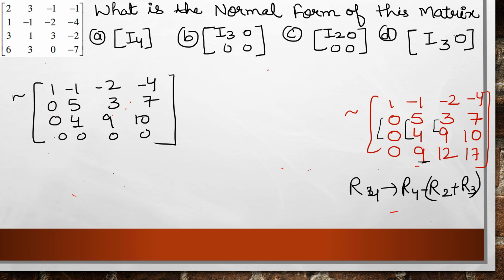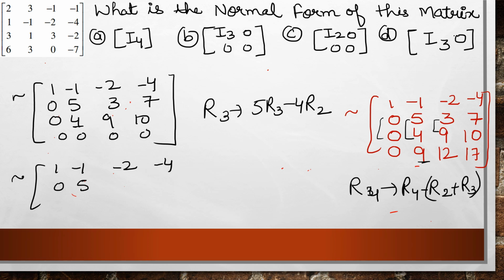So what you can do, R3. Here I am operating 5R3 minus 4R2. So see, 1, minus 2, minus 4, 0, 5, 3, 7, 0, 0. And here 5 into 9 minus 4 into 3. So what you will get? 45 minus 12. So that will be 33. And the last row is 0.